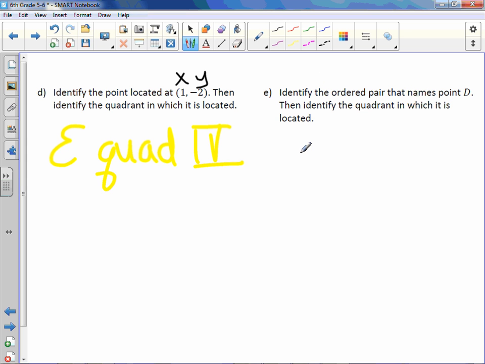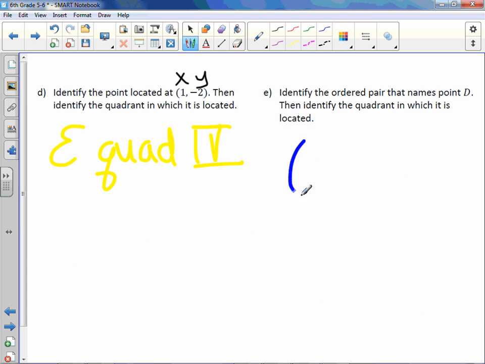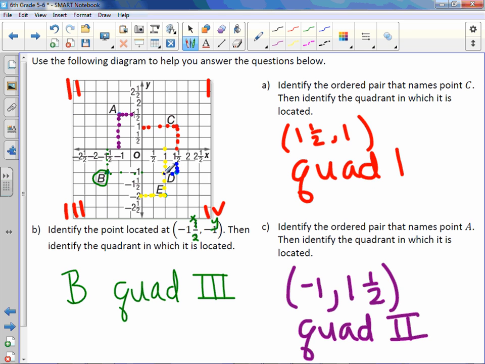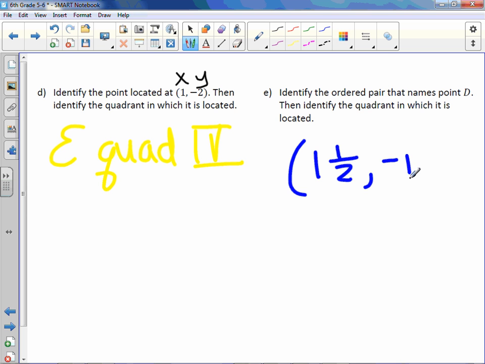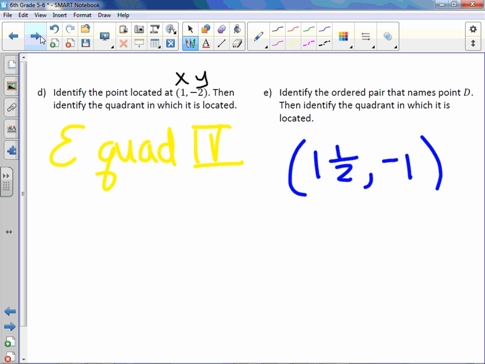Letter E. Identify the ordered pair that names point D, then identify the quadrant. So let's use blue this time. So we're looking at point D. We want to know the coordinates, or the ordered pair. So if we go up to x, it's 1 and 1/2. And if we go over to y, it's -1. So 1 and 1/2, -1, and it is in quadrant 4.